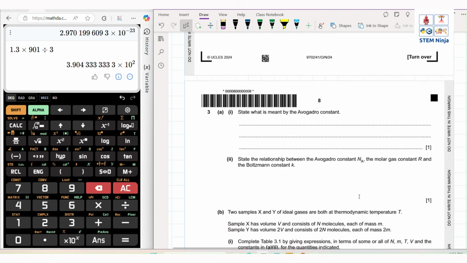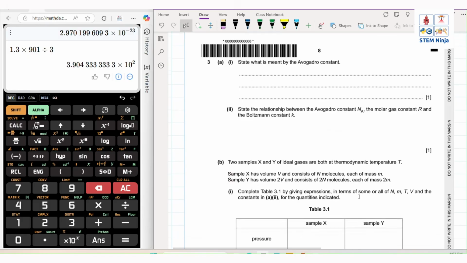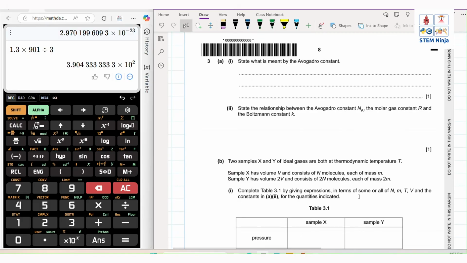All right. Question number 3. State what is meant by Avogadro's constant. So very simple definition. That is the number of particles in 1 mole of a substance.